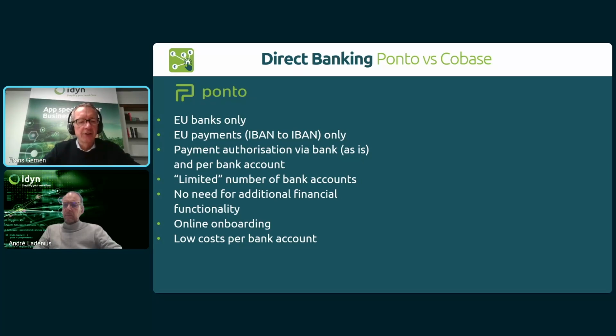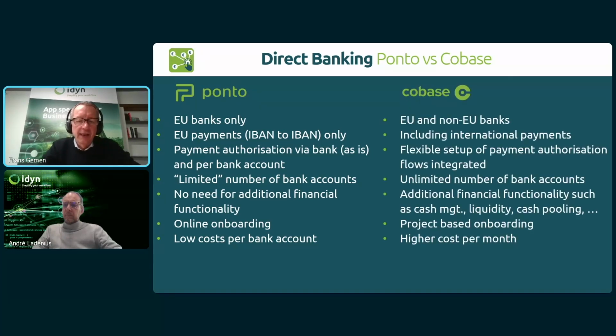It's easy, it's cheap, and it works pretty good with a limited number of bank accounts, and if you have to do only payments in Europe. On the other side, we have a connection to Cobase, and Cobase is a more financial solution. So it can connect to all banks in the world. They have the infrastructure to connect to all the banks. They have quite a lot of connections available with the main European and US banks.